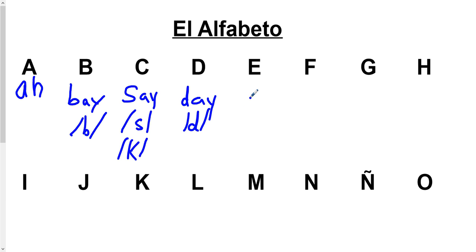This one messes people up. Remember, it's pronounced E. That's both the name and the pronunciation. Repite, E. Ella. Bien. F. Still pronounced F. Repite, F.